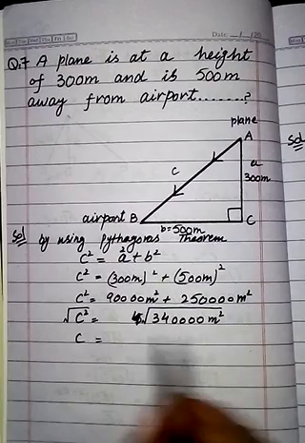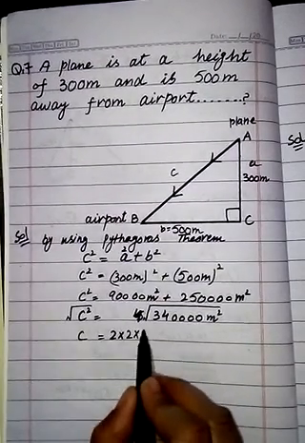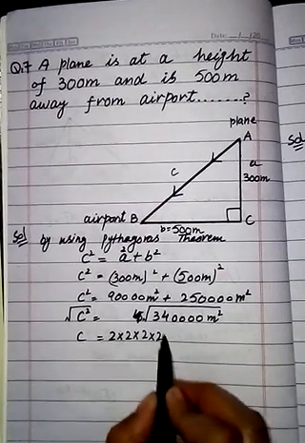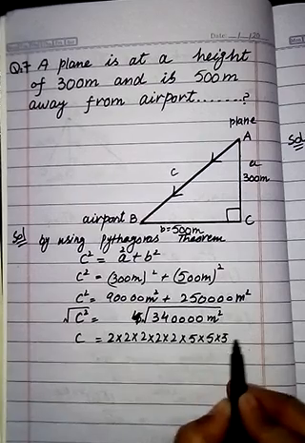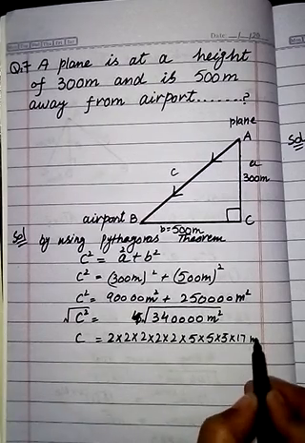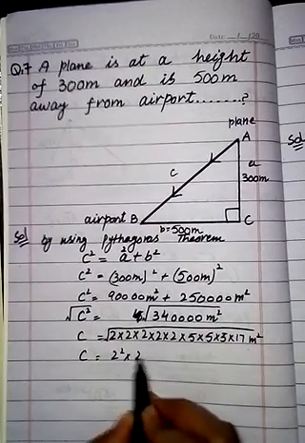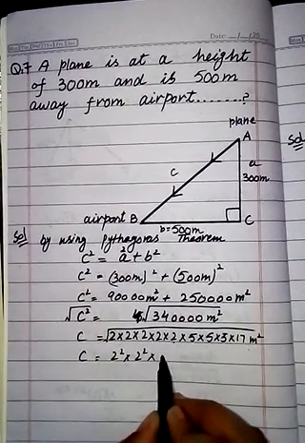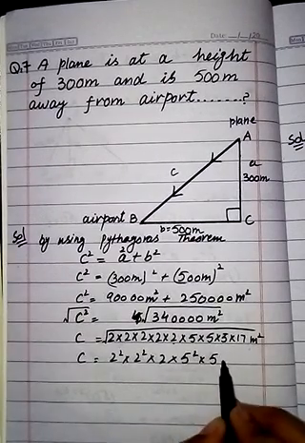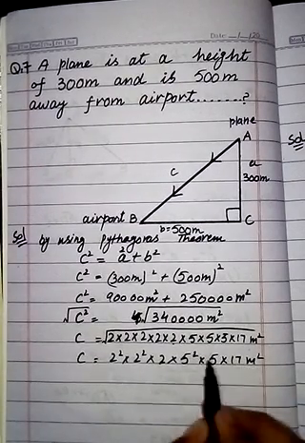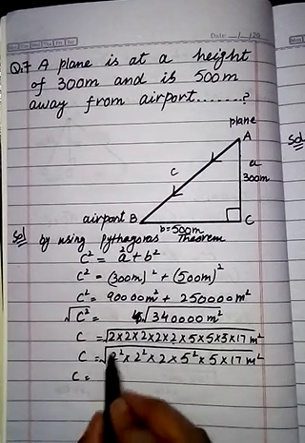Now you can write the factors of this: 2 five times, then 5 four times, then 1 time 17 meter square. Now you will make the squares: 2 square multiply by 2 square, this 2 is just alone, so write it 1 time. Now 5 square, this 5 is just alone, so write it 1 time, and 17 meter square.